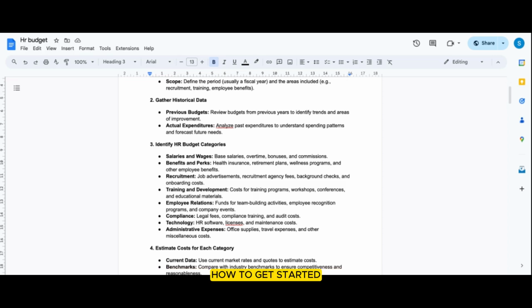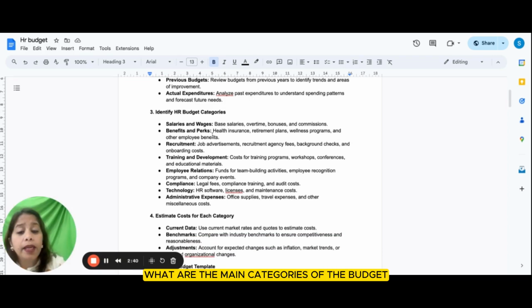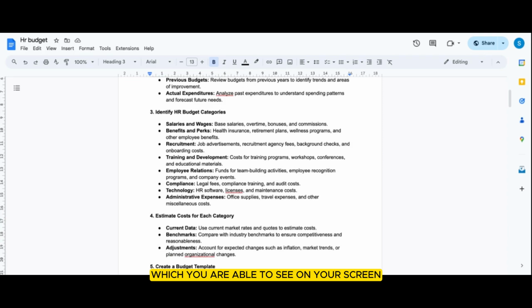How to get started? First, identify the budget categories. I'm going to tell you what are the main categories of budget, which you are able to see on your screen also. The main categories are salaries and wages, means covering base salaries, overtime, bonus, commission, benefits, perks like if you are paying anything for health insurance, retirement plans, any other employee benefits.